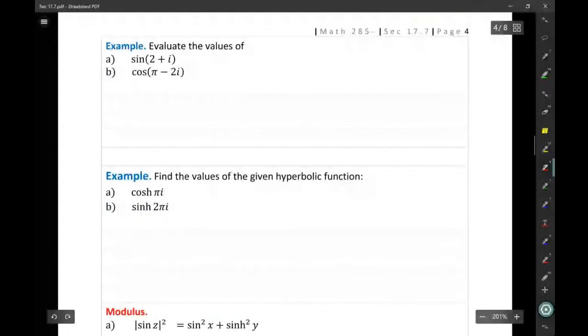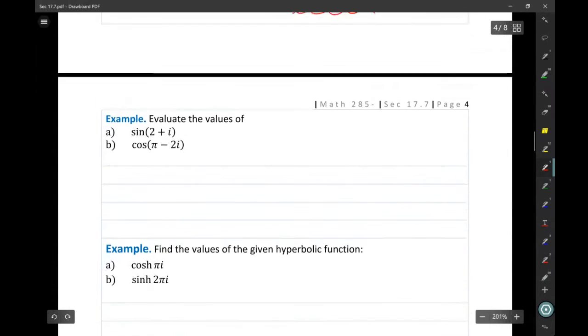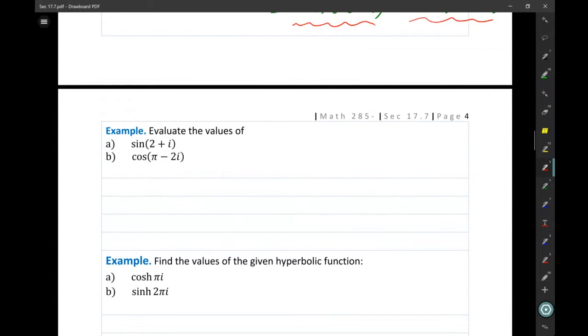Now let us see some examples. It says evaluate the value of sine of 2 plus i.